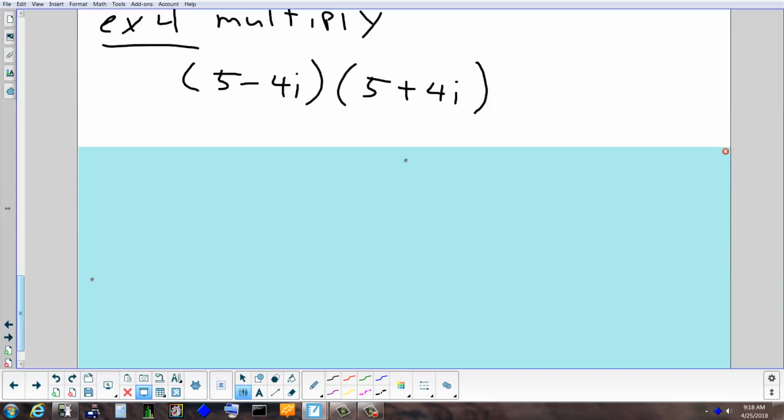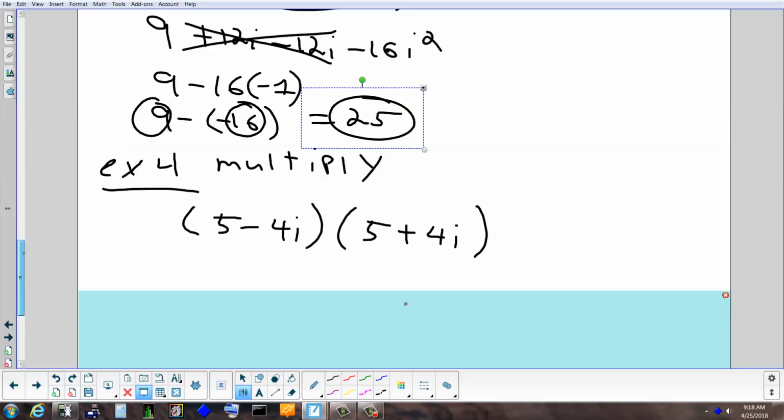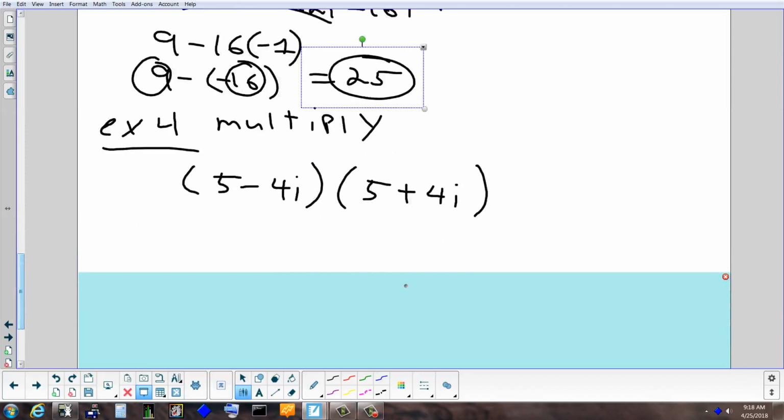So let's try that trick here. It doesn't matter which number you use. Just take the 5 and take the 4. What do you get if you square the 5? 25. And what do you get if you square the 4? 16. That's the answer to that problem.